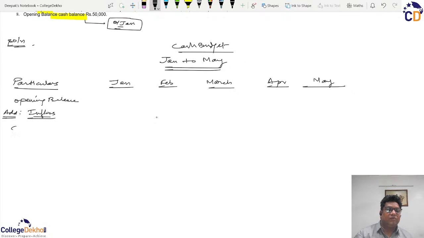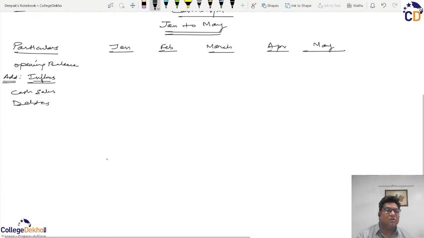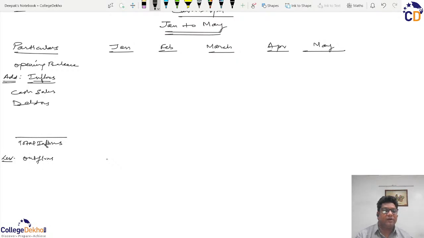The primary inflows will either be cash sales or the collection from debtors. We can also have inflows from the sale of assets or any other contingent item as provided in the question. After all the inflows are counted, we will have the concept of total inflows, which will be available for disbursement. So all outflows will be deducted.